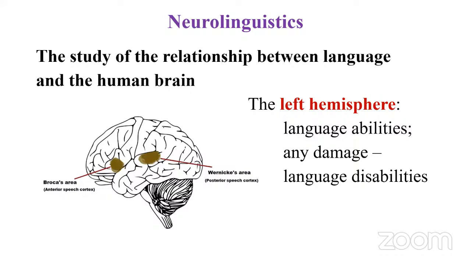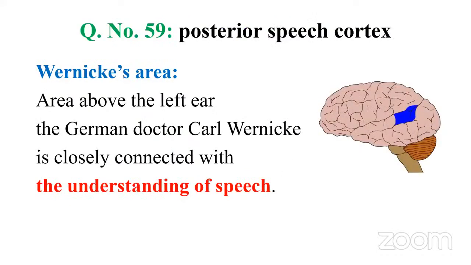Okay, this is fine. Then we have to know whether this anterior speech cortex has to do with speech or understanding of speech. Posterior refers to the back part of the brain. So that is called Wernicke's area, W-E-R-N-I-C-K-E. It's the area above the left ear, and it was named after the German doctor Wernicke. This area is connected with the understanding of speech.